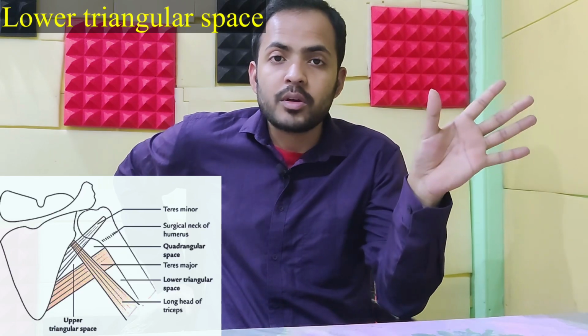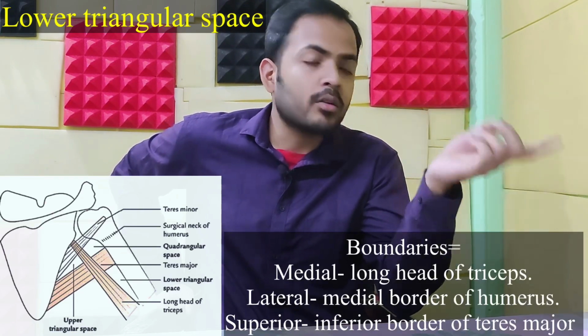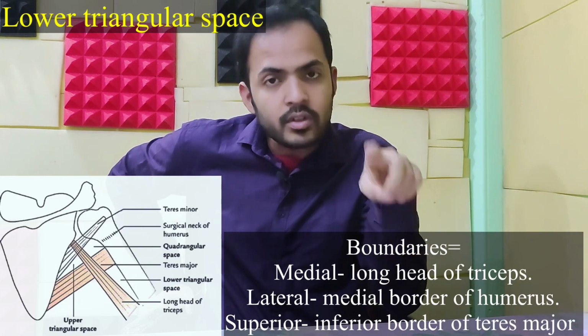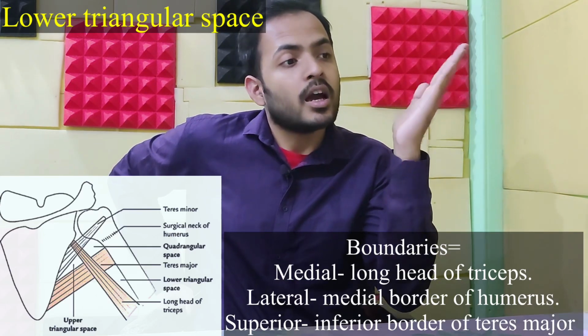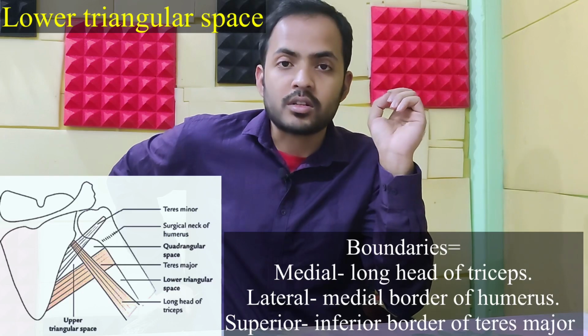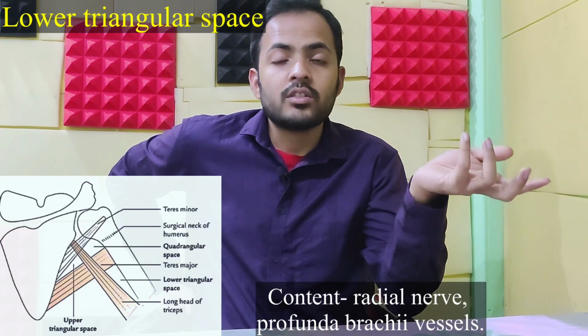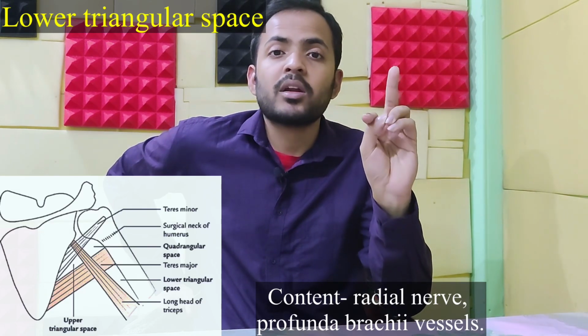Lower triangular space. This lower triangular space is bounded medially by the lateral border of the long head of the triceps, then laterally by the medial border of the humerus, and superiorly by the inferior border of the teres major muscle. Now, what are the contents? You're going to find two contents: the radial nerve and the profunda brachii vessels.